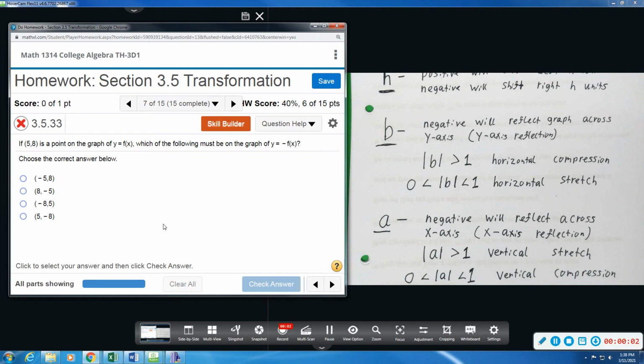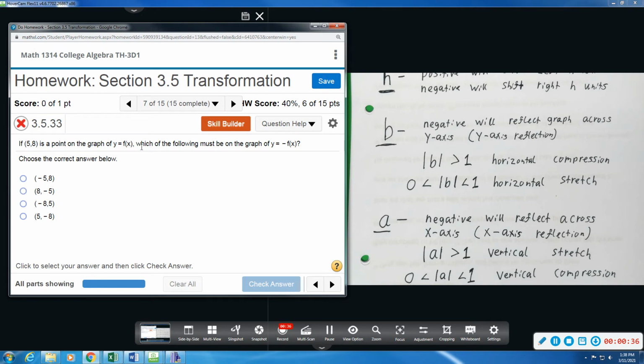Okay, number 7. We're given that the point (5, 8) is on a graph. We don't know the equation or anything, but they're giving us the symbolic notation y equals f of x. In terms of notation, y and f of x are the same thing. So we have some function y equals f of x, and we know that the point (5, 8) is on there. We want to know which of the following must be on the graph of y equals negative f of x.